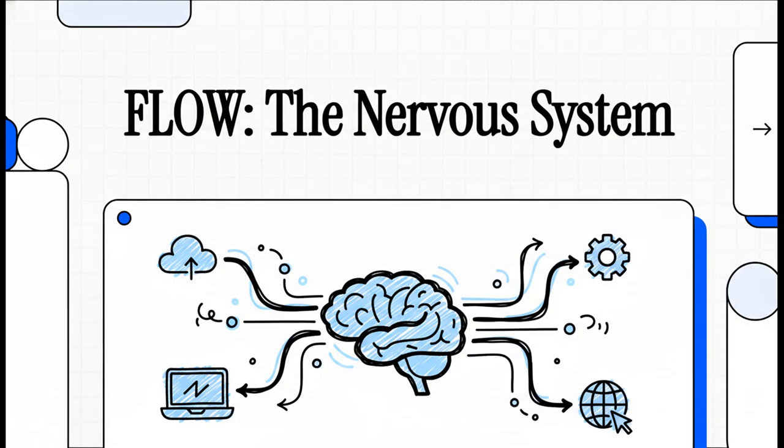All right, let's dive into something pretty big today, a concept called Flow. The idea here is to create something like a nervous system for the entire internet. So let's get right into it.